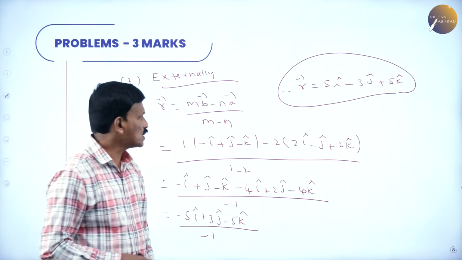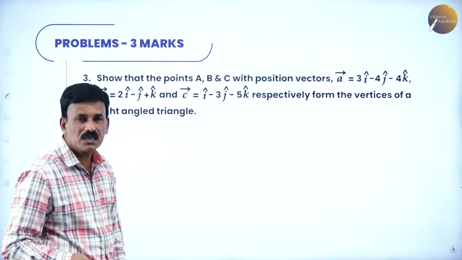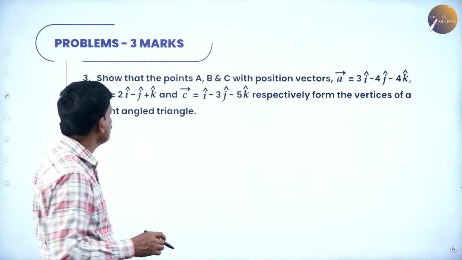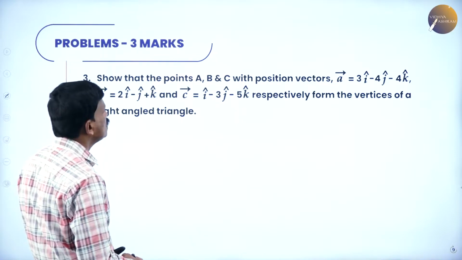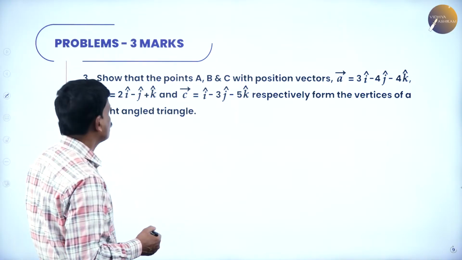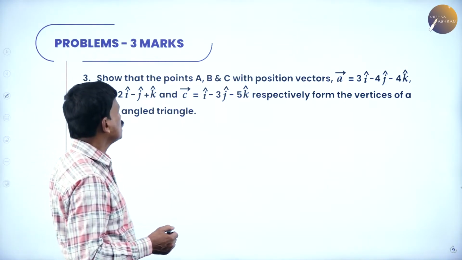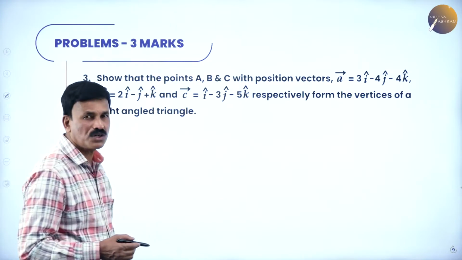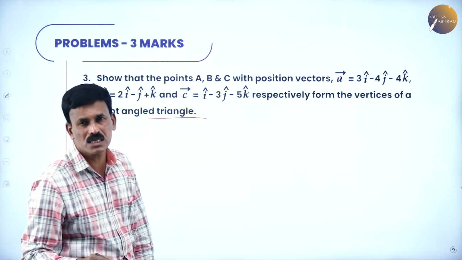Okay. Now let us come to the next concept. This type of problems I solved in the previous session itself. Let me solve once again. This is an important type of problem. Show that the points A, B and C with position vectors A is 3i minus 4j minus 4k, B is 2i minus j plus k, and C is i minus 3j minus 5k respectively form the vertices of a right angle triangle. Just verify Pythagoras theorem for this.